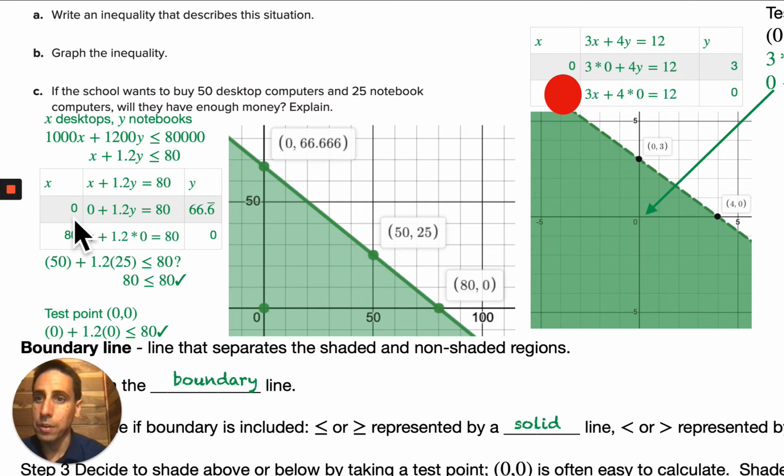So let's sub in 0 for x, and when we do, we can calculate what y should be, and we're going to sub in 0 for y, and when we do, we can calculate what x should be. And all of a sudden, we've got 2 points that we can graph. This one, (80, 0), and this one, (0, 66.66666 repeating). Great, we can connect the two, and we get a line.